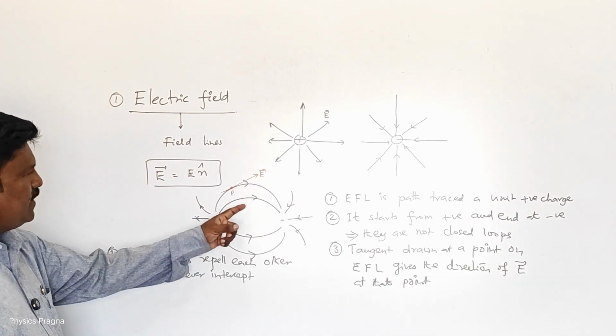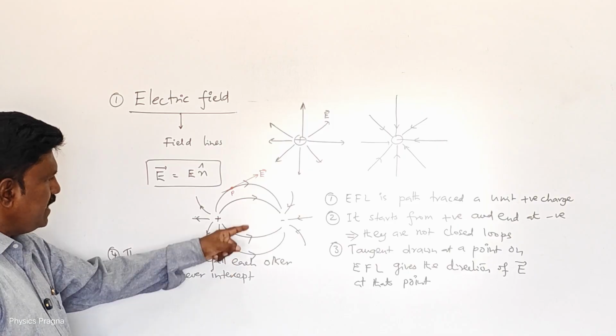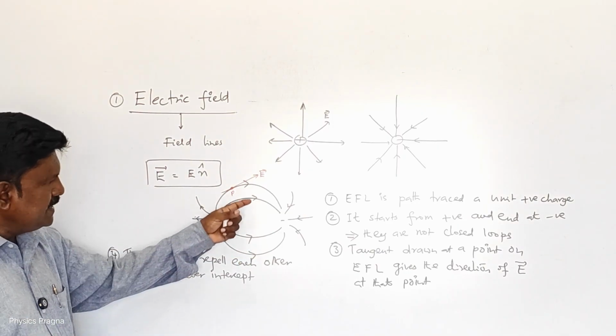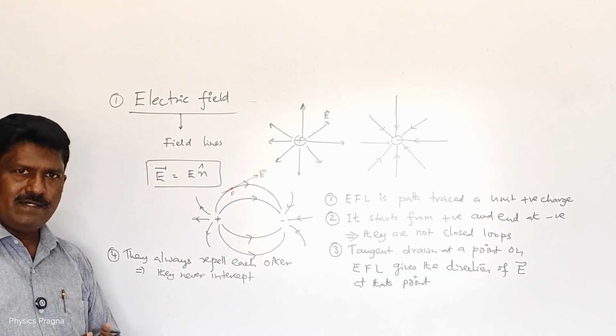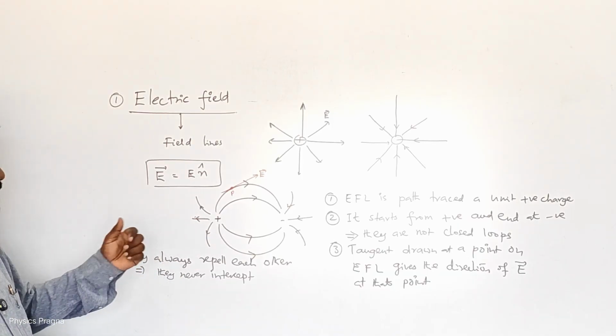So they always repel each other. Why? Because these are the paths traced by unit positive charges. That's why they always repel each other, so they never intersect each other. These are the properties of electric field lines.